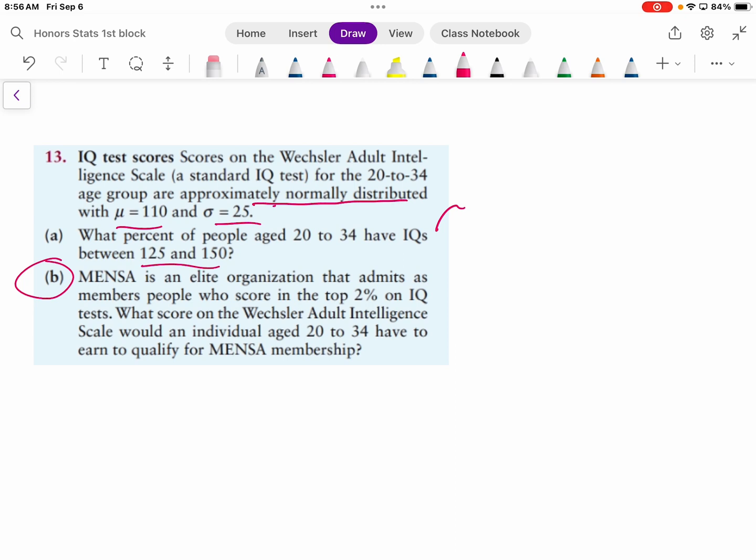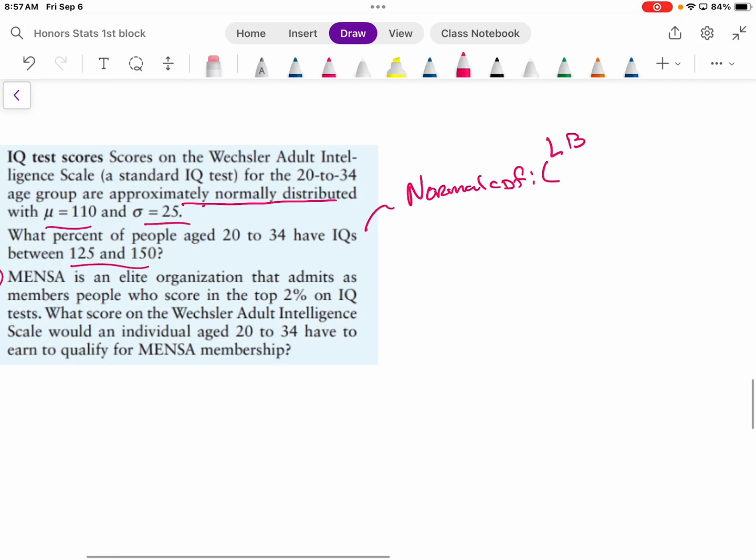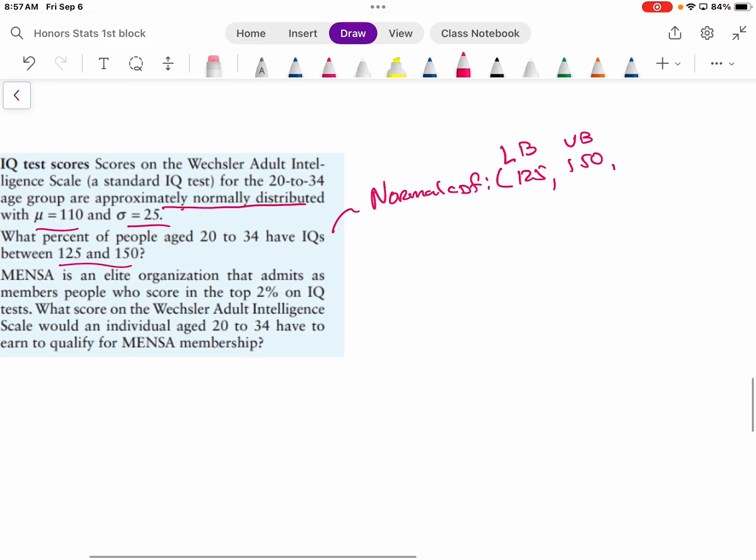I mean, I could convert the z-scores and use a z-table. I just think it's a lot easier. As you guys said, we can use a normal CDF on this one. So let's go normal CDF. Our lower bound is going to be 125. Our upper bound is going to be 150. And then we type in the mean and standard deviation that they give us in the problem. Again, since these are not z-scores, we're not talking about a standard curve, we use the values that they give us.